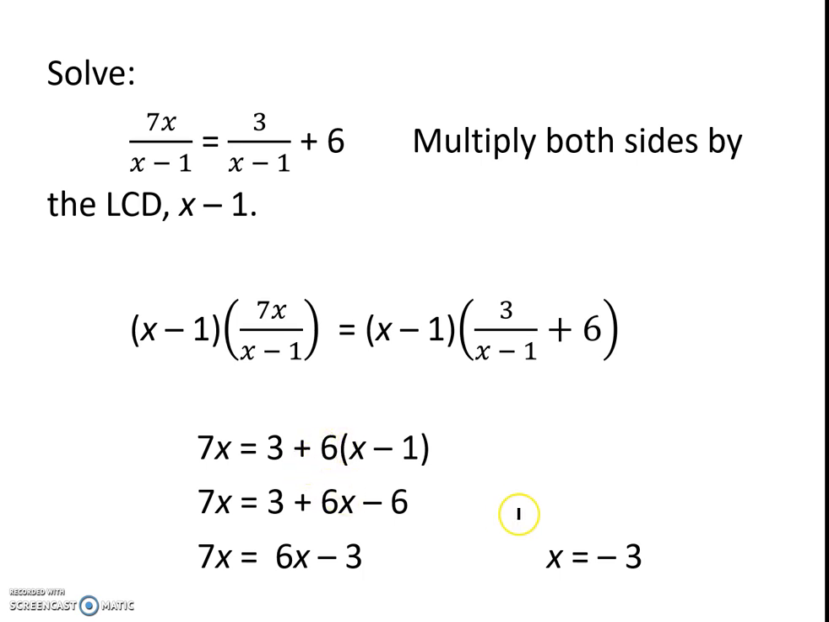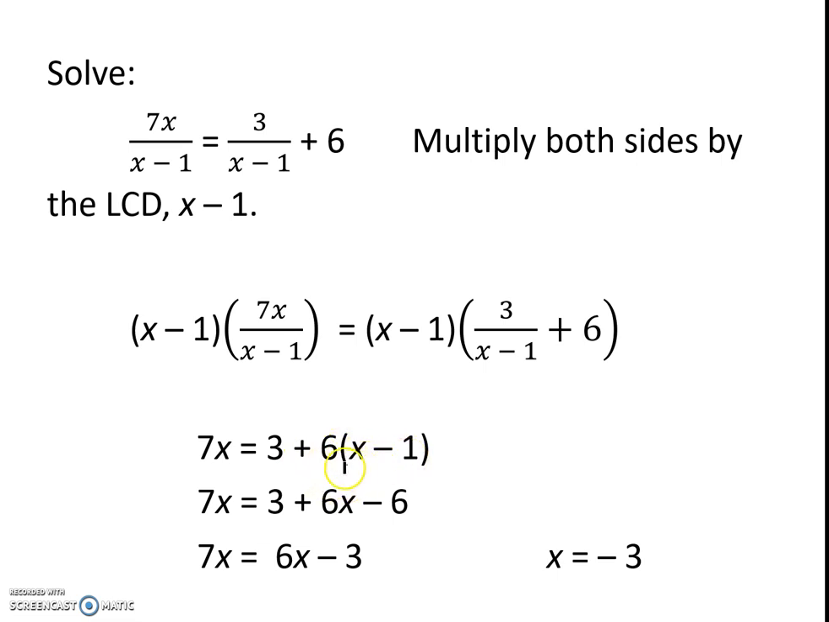We are solving this problem, 7x divided by x minus 1 equals 3 divided by x minus 1 plus 6. We multiply both sides by the LCD, which is x minus 1, and we're left with 7x equaling 3 plus 6 times the quantity x minus 1.